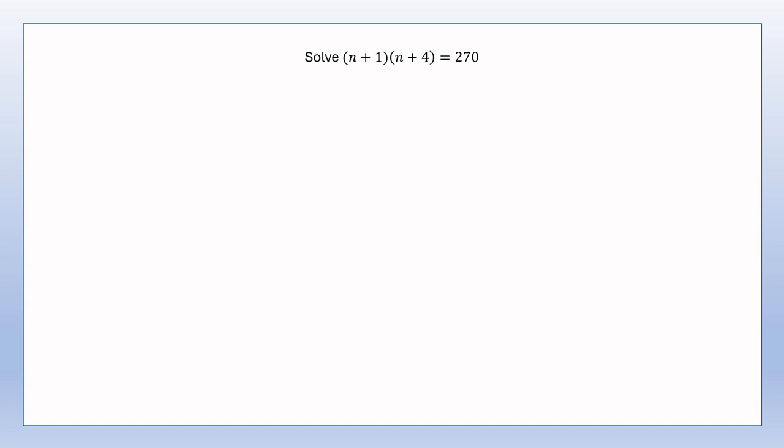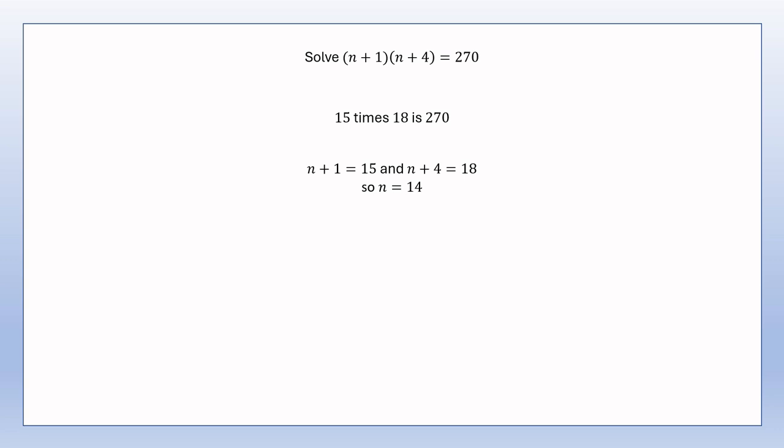Again, we may have to hunt around a little bit for the numbers, but since I know, for example, that 15 times 15 is 225, then let's try 15 times 18 as a possibility. 15 times 18 is 270, which is spot on. So n plus 1 equals 15, and n plus 4 equals 18, and so n equals 14. But of course that's only one solution. We also had a solution of minus 19 when we solved by factorisation.